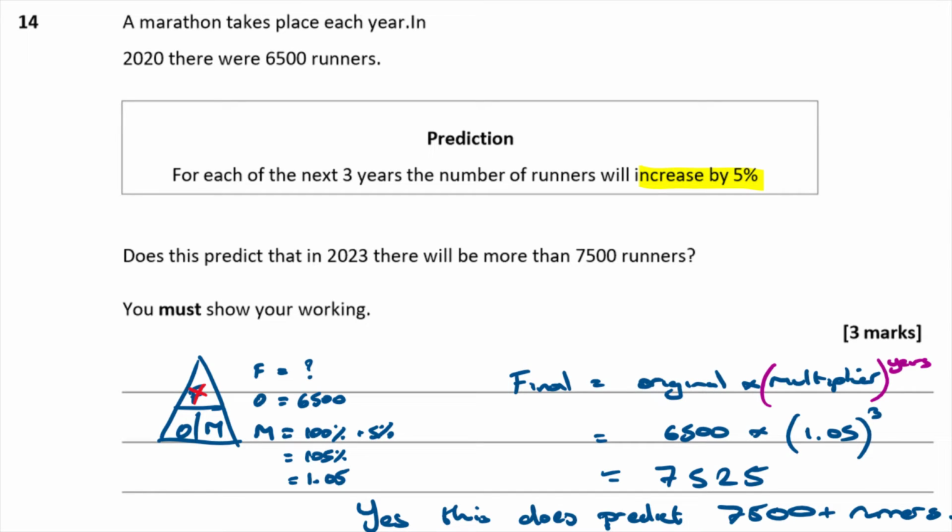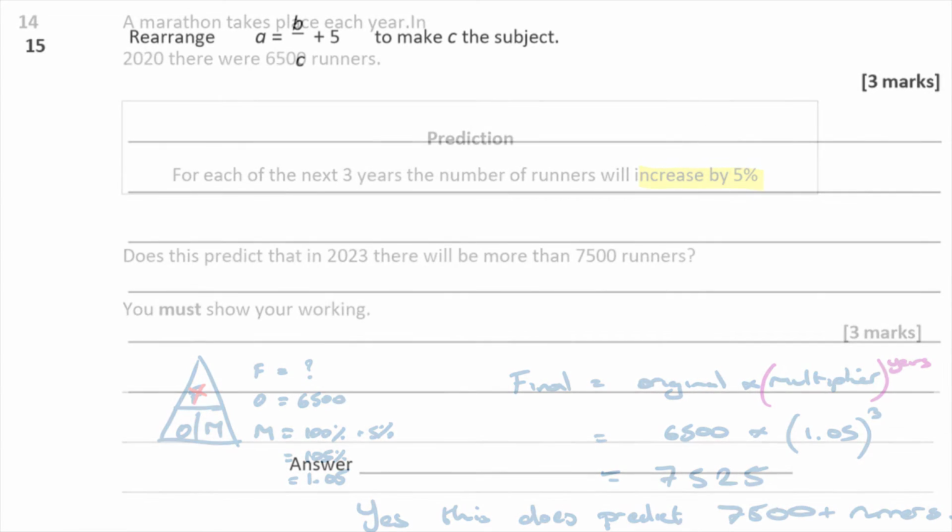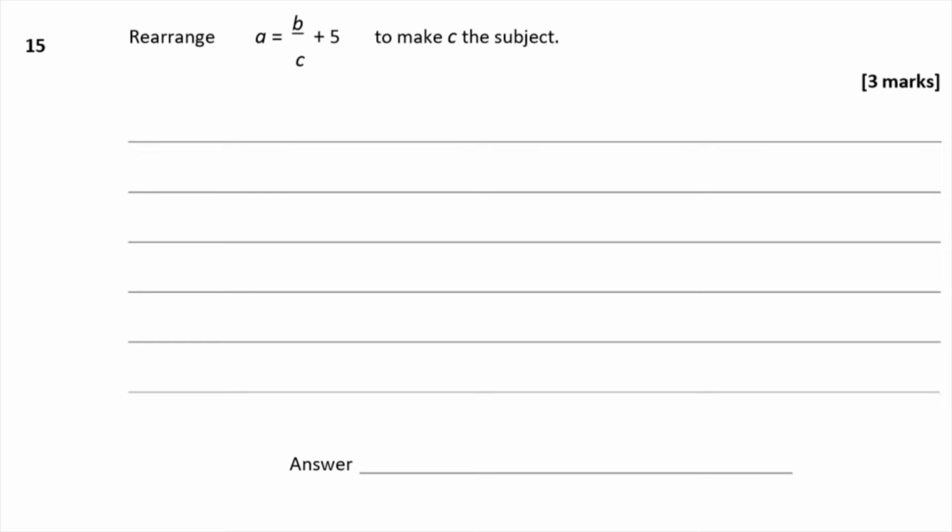Okay, so it's important that we answer the question in these. If you just write 7525, you're assuming the examiner knows what that means, and you know what assumptions make. So let's not do that. Question 15, rearrange A equals B over C plus 5 to make C the subject.